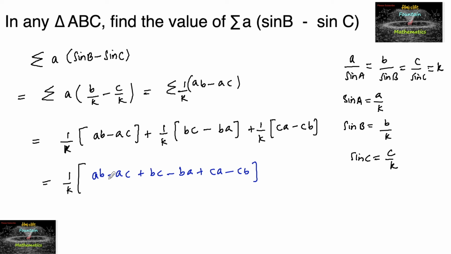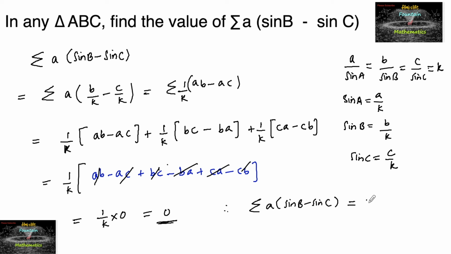So ab and ab get cancelled here, ac and ac get cancelled, bc and bc are cancelled, so we have 1 upon k into 0, which is equal to 0. Therefore we come to the conclusion that summation a times sin B minus sin C equals 0, is the answer. Okay, thank you.